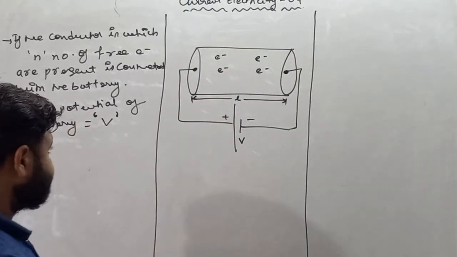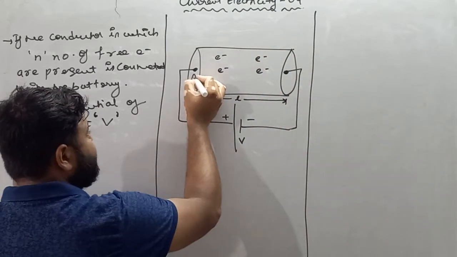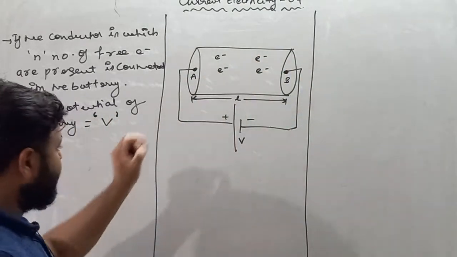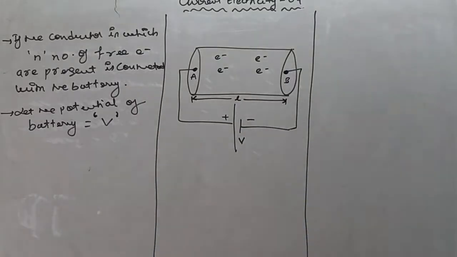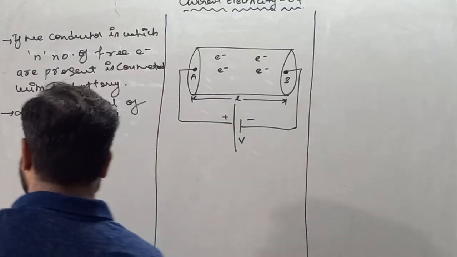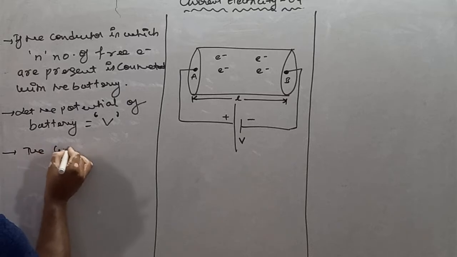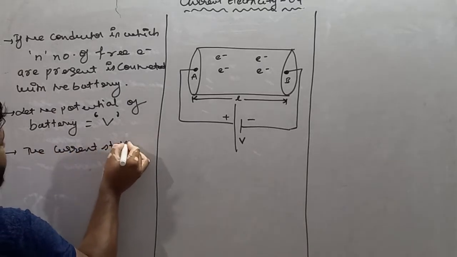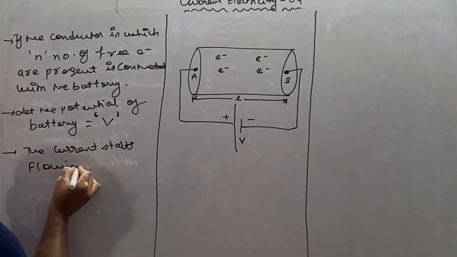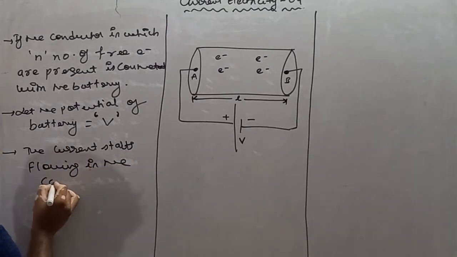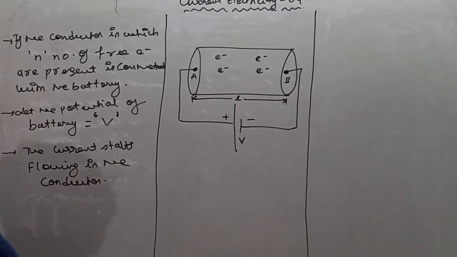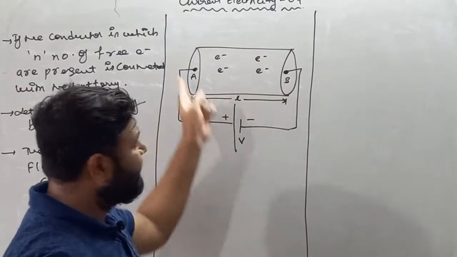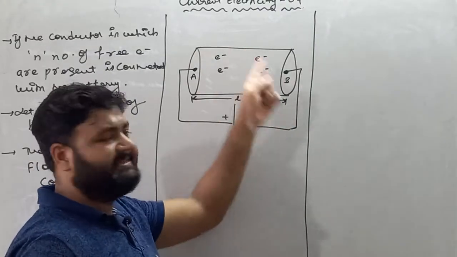Now see, my dear student, this is our conductor. Let's suppose this point is A and this point is B. As we all know, if this conductor is connected with a battery, the current starts flowing. So I'll write here: the current starts flowing in the conductor. After connecting the battery, the current must start flowing inside this conductor.